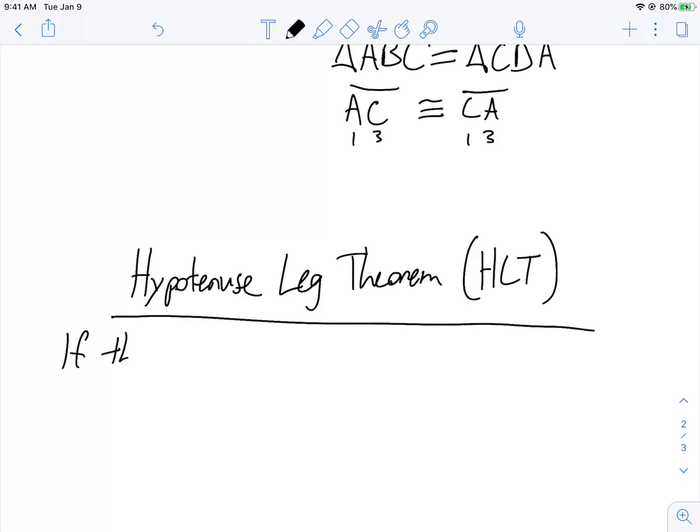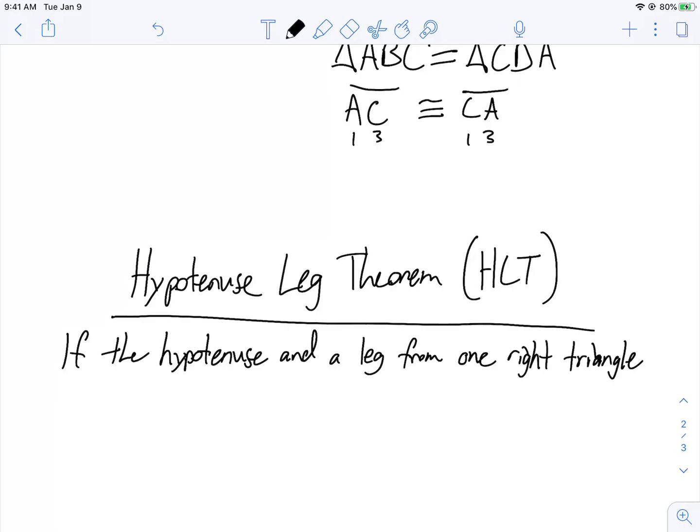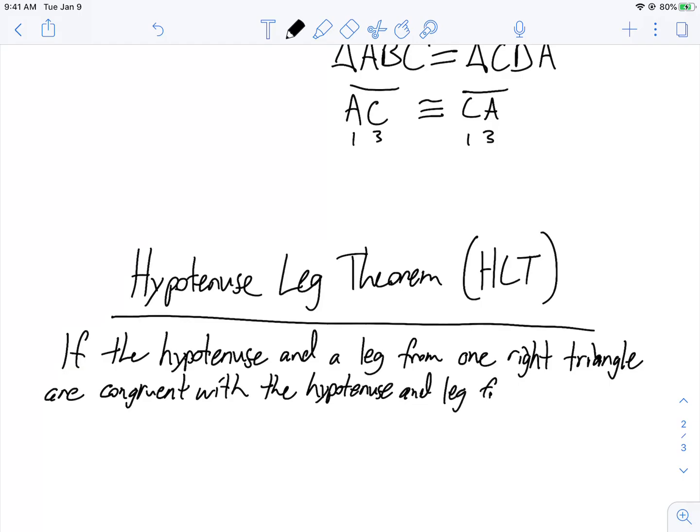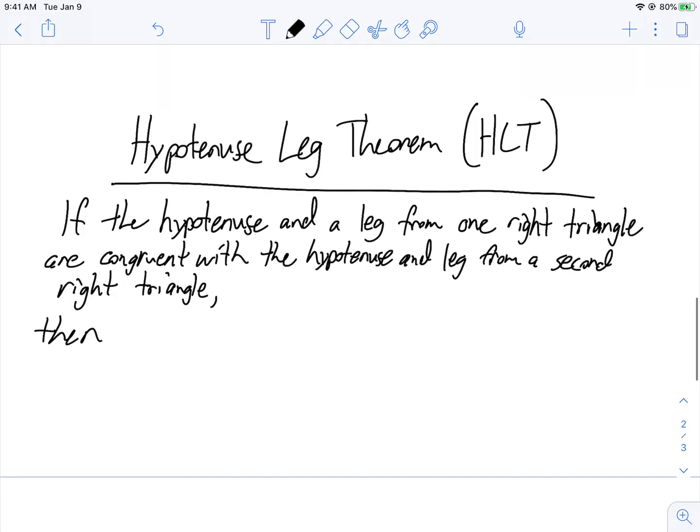So here's the theorem. If the hypotenuse and a leg from one right triangle are congruent with the hypotenuse and leg from a second right triangle, then the two triangles are congruent. So we've got three pieces of information here. We've got a hypotenuse, a leg, and we're dealing with a right triangle.